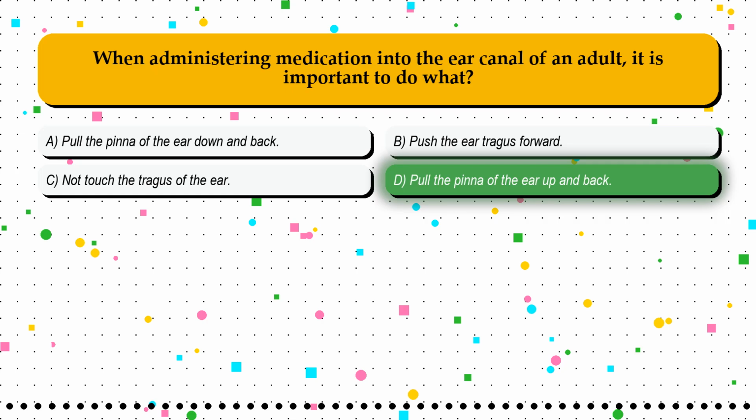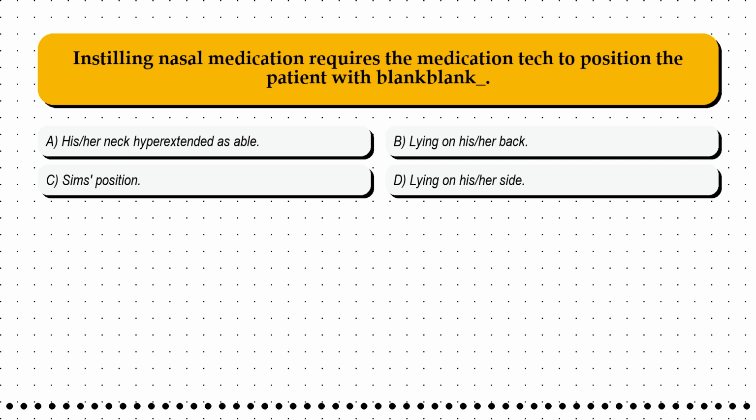The correct answer is option D, pull the pinna of the ear up and back. Question 97. Instilling nasal medication requires the medication tech to position the patient with blank. Option A, his/her neck hyperextended as able. Option B, lying on his/her back. Option C, Sims position. Option D, lying on his/her side.